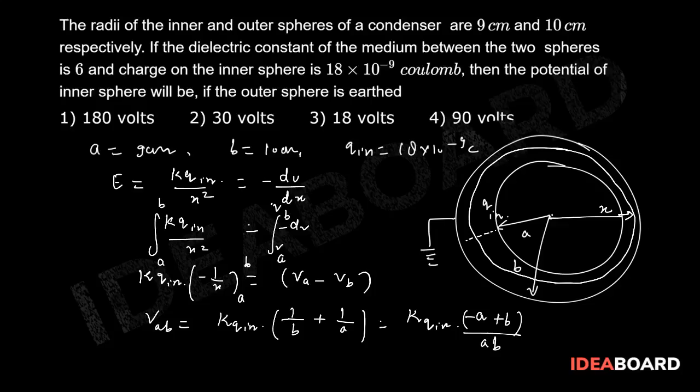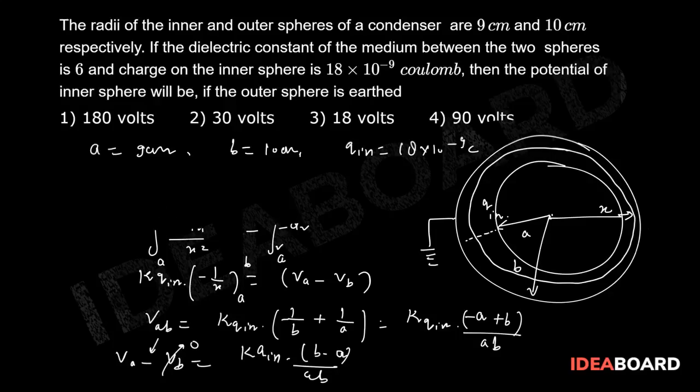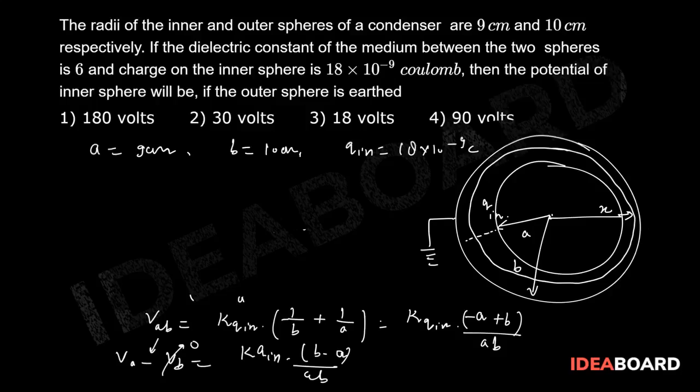So that's actually the value we need, because the value of VB is going to be 0, right? So we know that VA minus VB is coming out to be KQ in into B minus A divided by AB, and we know that VB is 0 because it is already earthed. So the inner sphere will have the potential of VA. So how do we find it? Just put in the values which are given in the question.